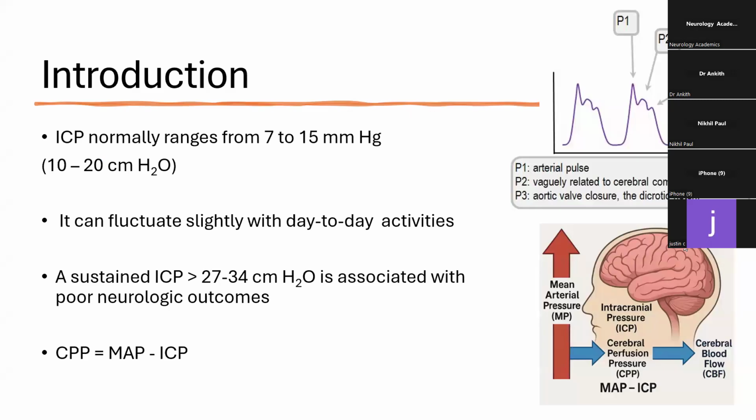It ranges from 7 to 15 millimeters of mercury or 10 to 20 centimeters of water. The thing is, it's always a range because it can fluctuate with day-to-day activities. So, suppose we are sneezing or coughing or anything that produces a Valsalva-like thing, we can have a transient increase in ICP.